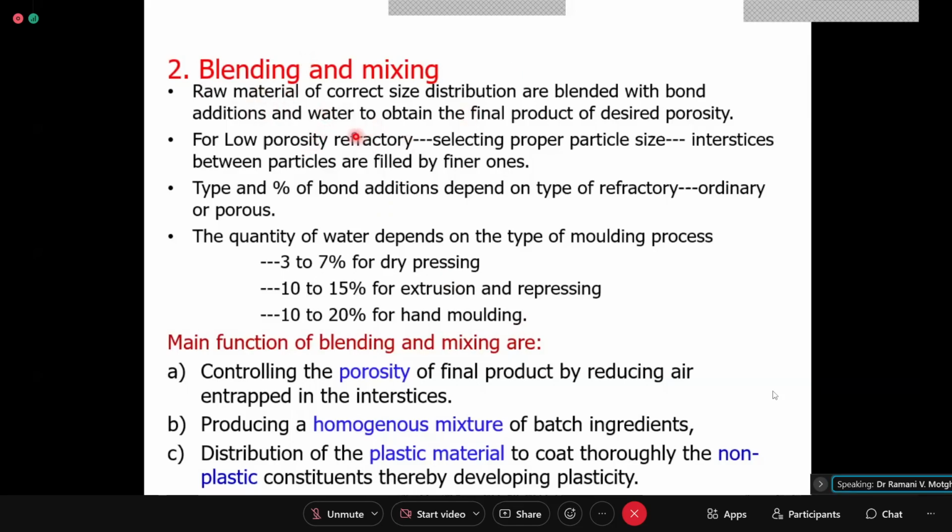After mixing, it has to be made into a dough, so you need to add some water. Raw materials of correct size distribution are blended with bond additions and water to obtain the final product of desired porosity. For the porosity you want, you have to select the raw materials. For low porosity refractory, by selecting proper particle size, interstices between particles are filled by finer particles.